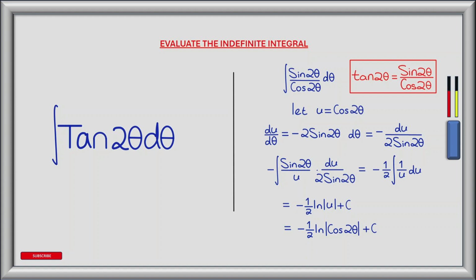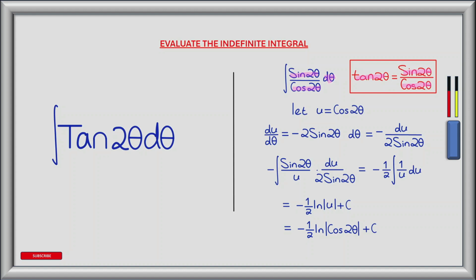Let's first replace tan2θ with a trig identity where tan2θ is equal to sin2θ divided by cos2θ. We're then left with the integral of sin2θ divided by cos2θ dθ. We can now use integration by substitution to evaluate this integral.